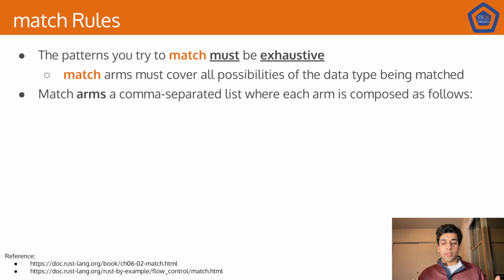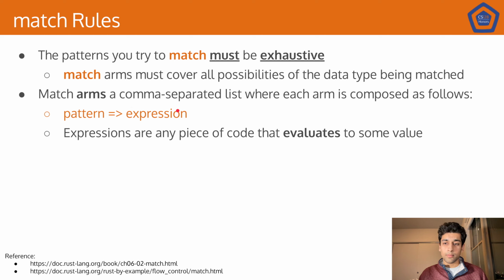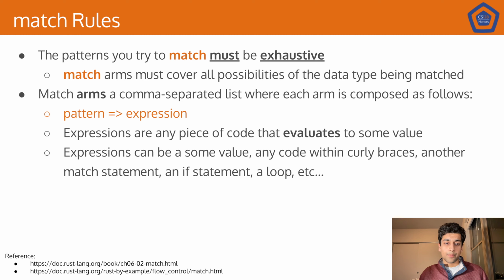Match arms are a comma-separated list where each arm is composed as follows. Like I said, it's a pattern on the left with the arrow notation followed by the expression on the right. Expressions are any piece of code that evaluates to some value. So they can quite literally be a value. It can be some other statement like an if statement, a for loop, anything that yields a value. It can be some type of code within curly braces, another match statement, and so on and so forth.